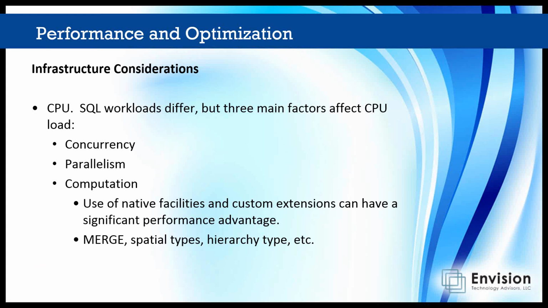So again, we're talking about infrastructure. I didn't want to get too far off on that, but one of the main things of infrastructure is the CPU. One of the main things about the CPU that gets used is for computation, and one of the best ways to eliminate computation bottlenecks is to really take a look at what you're doing inside SQL Server and see if there are any better ways to do it.